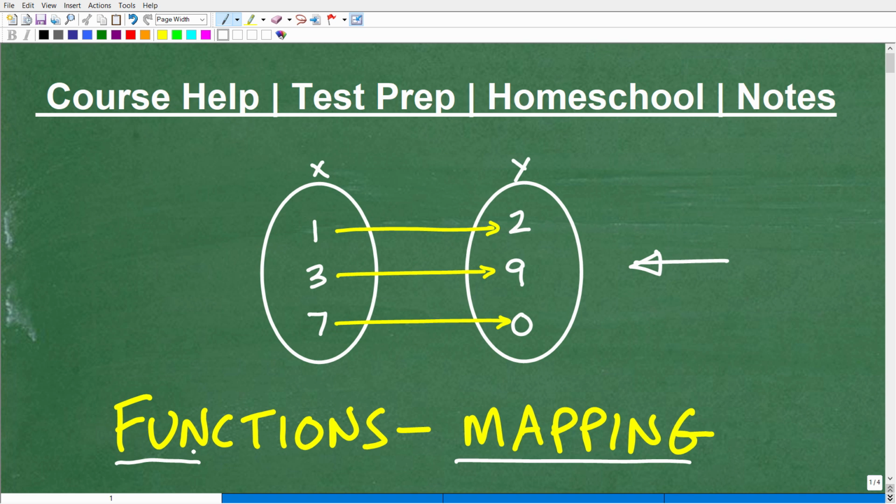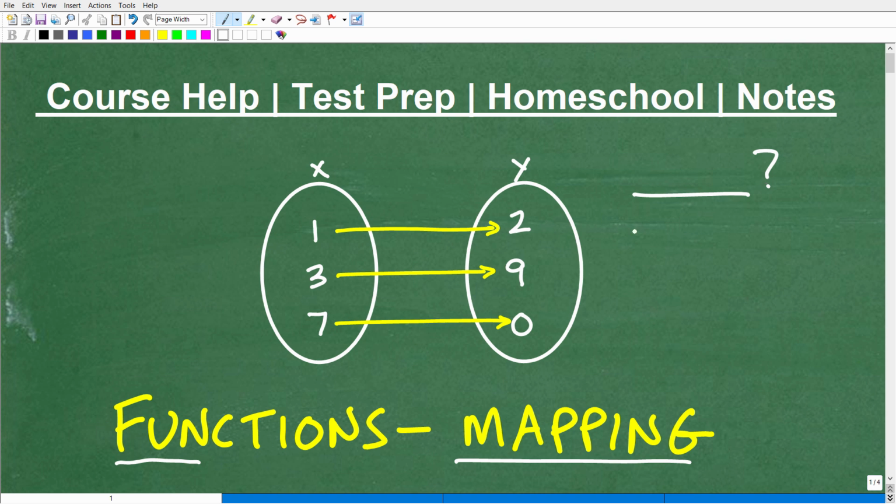Now, I got a question for you. What if I asked you, is this a function? Does this mapping represent a function? Could you tell me why? Could you say, yes, it is because of what? What would you put? I'm just curious. Put your answer in the comments section.